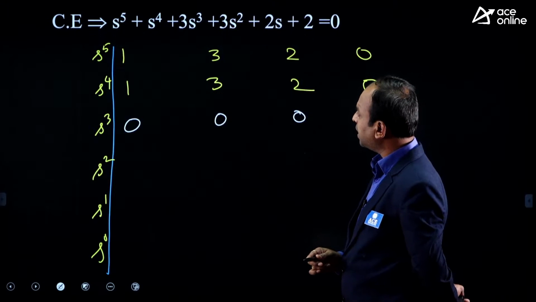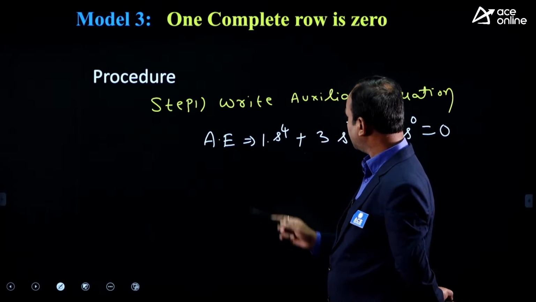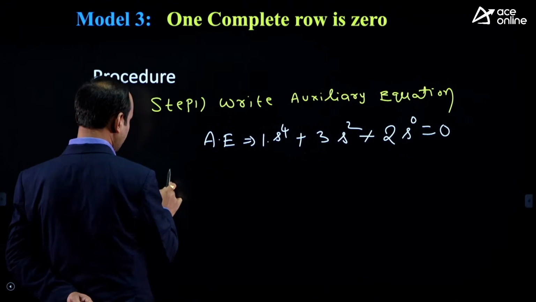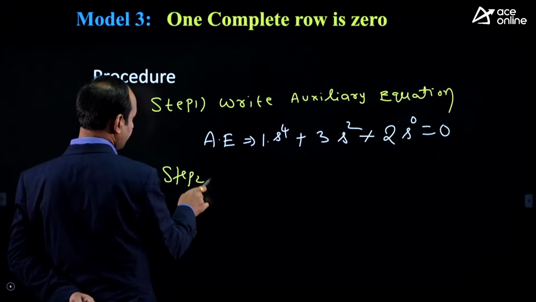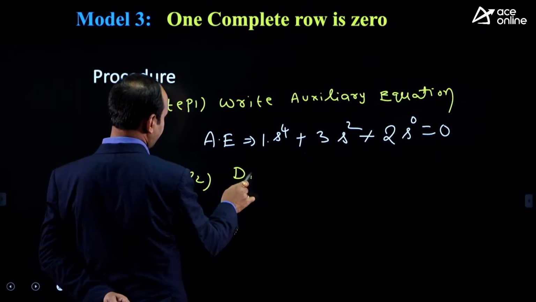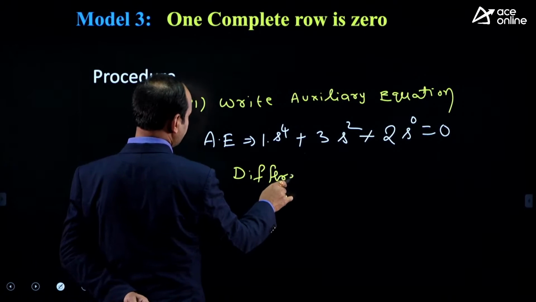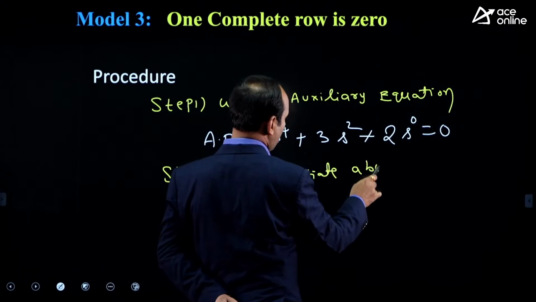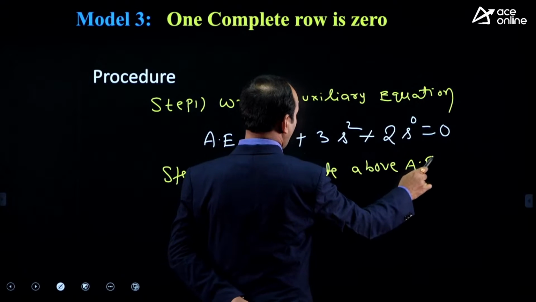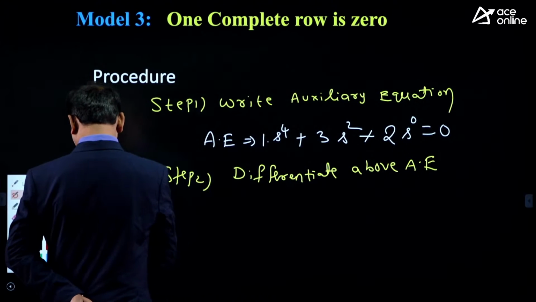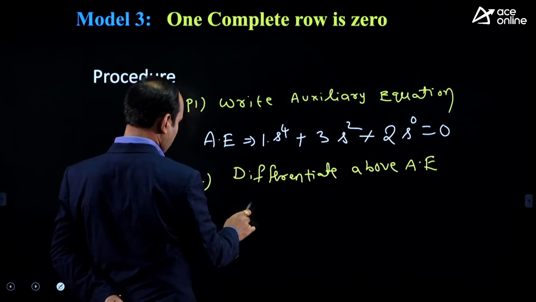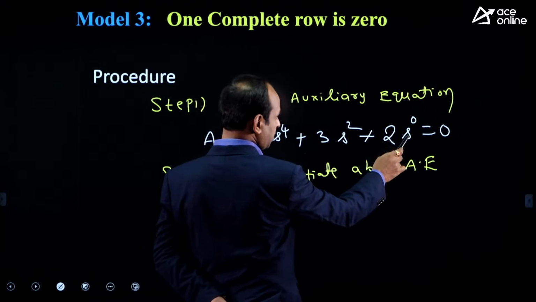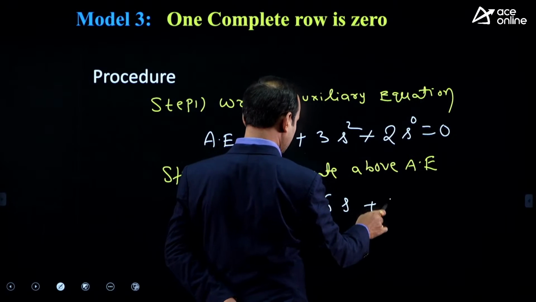So now after writing the auxiliary equation, what are the elements we got? Now differentiate this one. Step 2 here. What is step 2? Second step. Now differentiate the above auxiliary equation. Now after differentiation, tell me. So 4s cube plus 6s plus s power 0 is a constant, 1. This is completely 0 only.